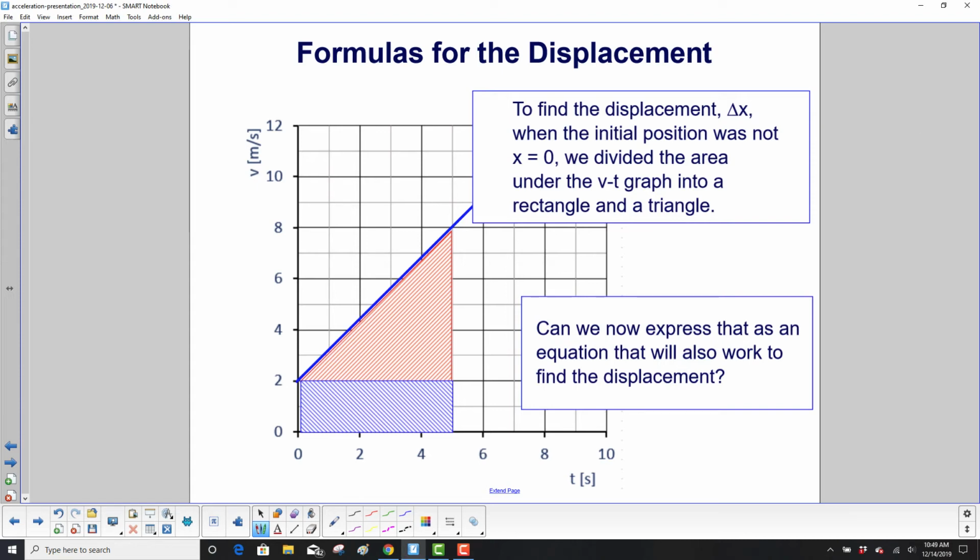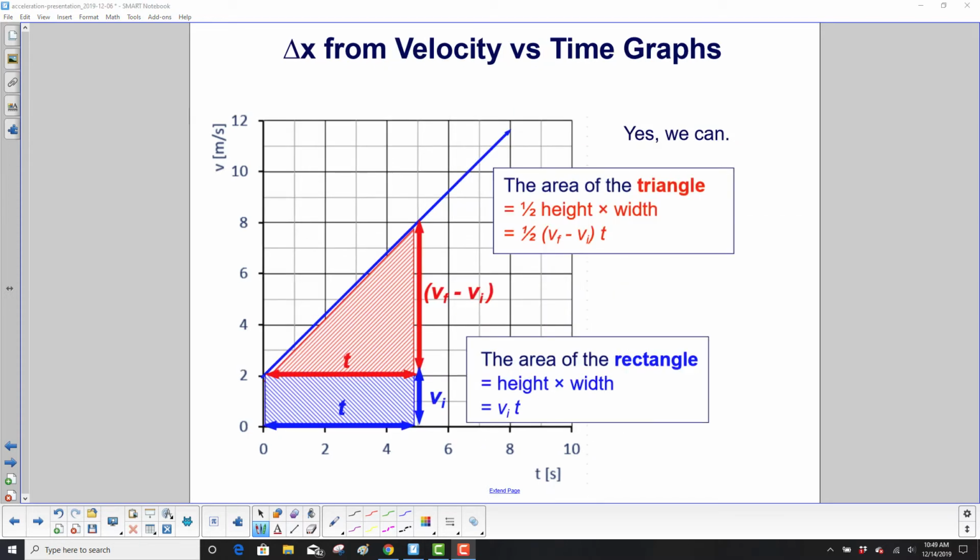To find the displacement delta x, when the initial position was not x equals 0, we divided the area under the VT graph, or under this curve here, into a rectangle and a triangle. Can we now express that as an equation that will also work to find the displacement? Last time, when we had zero acceleration, we started with the equation and showed how the graph would work, so we're going backwards this time, going in the other direction. Well, of course we can, or we wouldn't have asked the question.